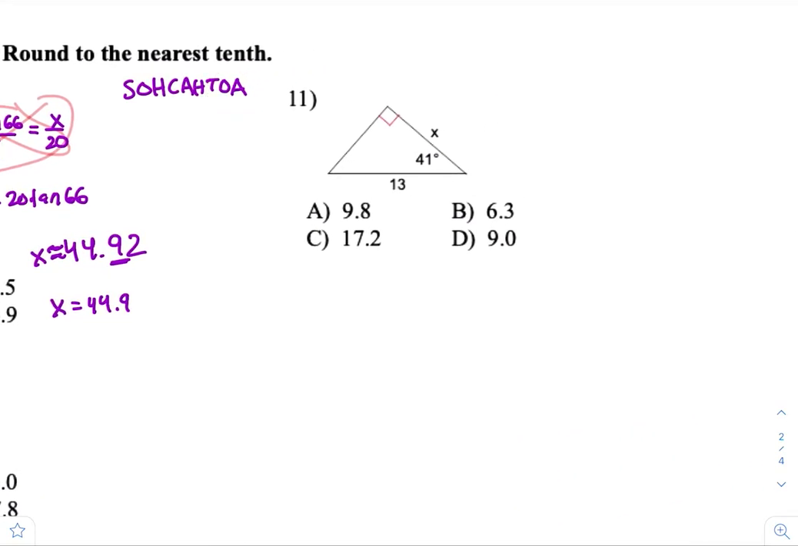11. In the perspective of this angle, this side is the opposite, furthest from the angle measurement. This side is adjacent, and this side is the hypotenuse. Hypotenuse is the opposite of the 90. So information at H and A. So H and A, you guys, is cosine. So cosine of 41 is equal to adjacent over hypotenuse. Put that over 1. Cross multiply. X is equal to 41 cosine of 41.